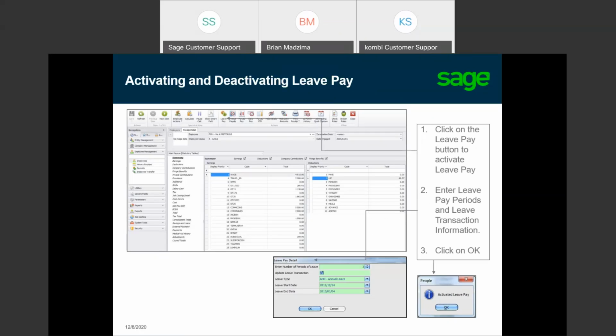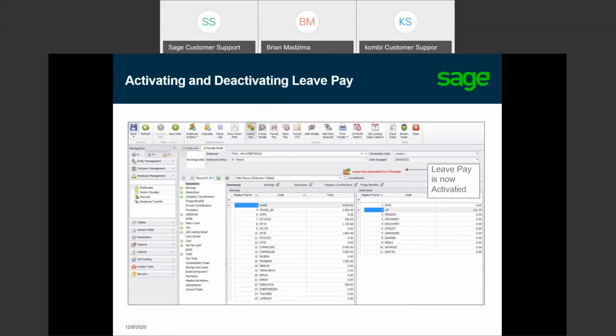So if we have a look here on the employee details screen, you'll see that there's an option there on the top to activate leave pay. You'll click on that leave pay button to activate leave pay. It will therefore bring up that box at the bottom where you need to enter the pay periods and the leave transactions information. Then once you've put in the relevant information, you will get the last option at the bottom right-hand side to show that leave pay has been activated, and you can click on OK.